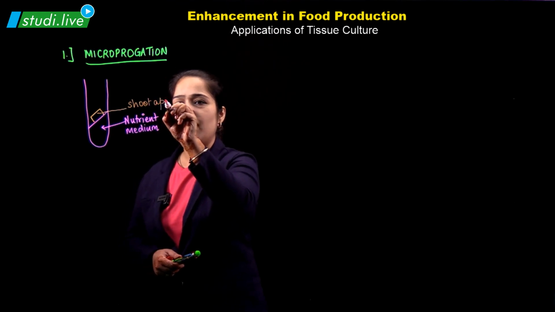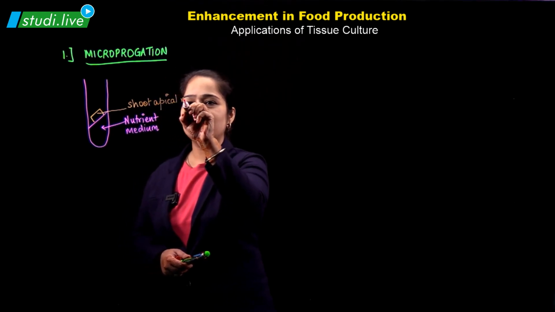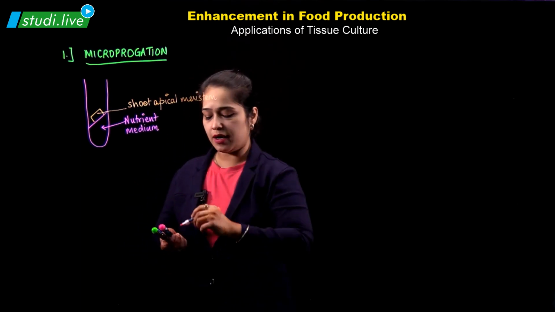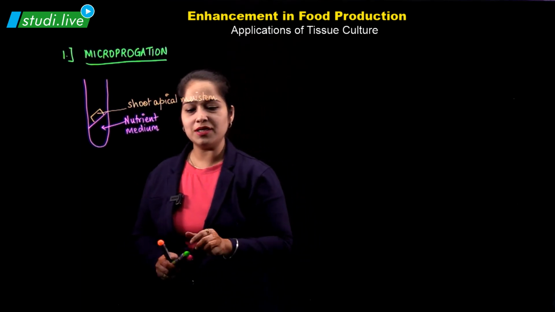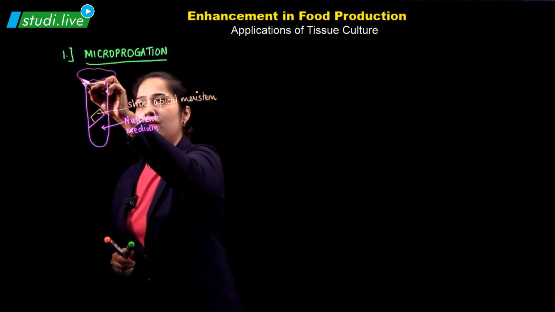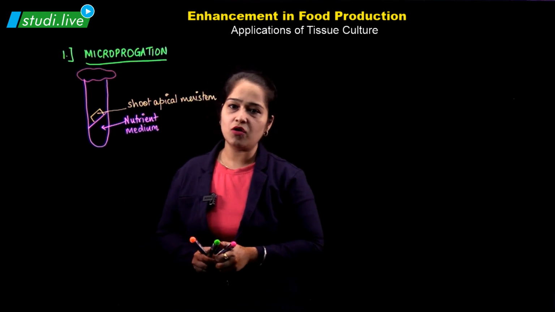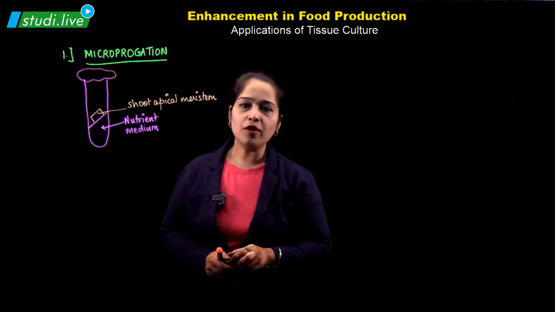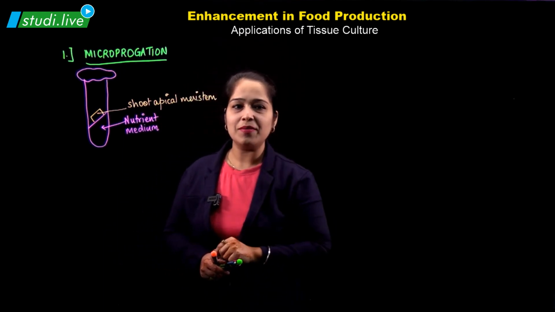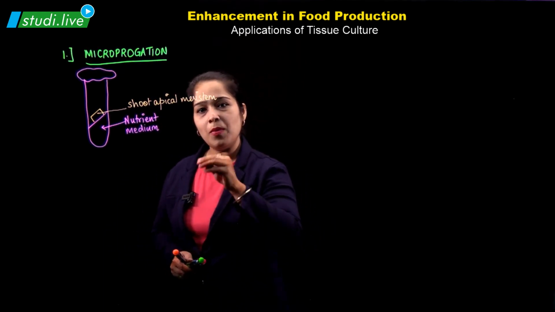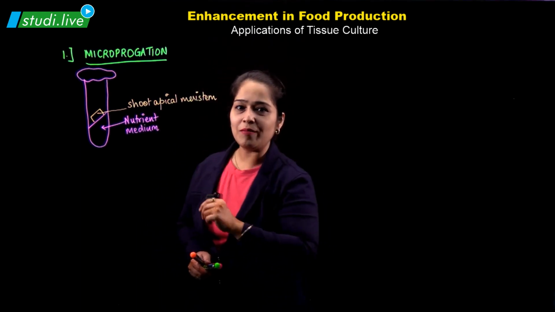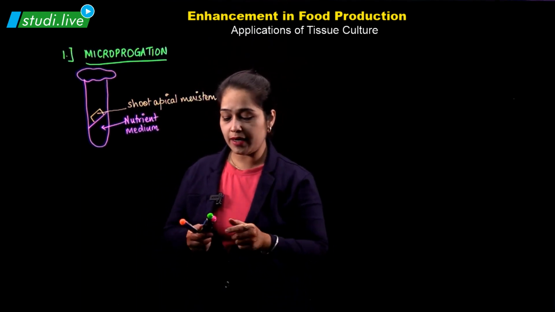This shoot apical meristem is used as an explant, and we have to maintain aseptic conditions. Aseptic conditions means sterile conditions. So when we say we have to maintain aseptic conditions, they'll be covered with cotton. So for this micropropagation, we take shoot apical meristem as an explant. By adjusting all the growth hormones and nutrient medium properly, what do we get?